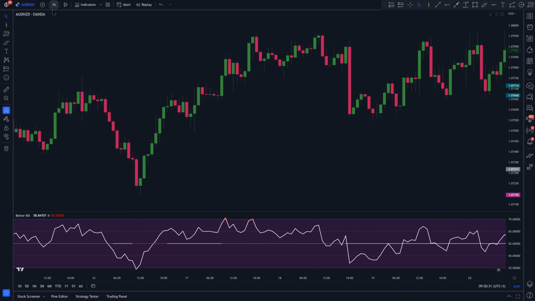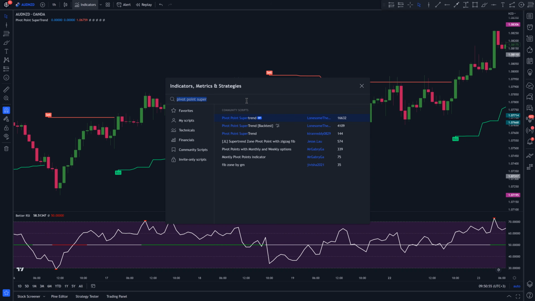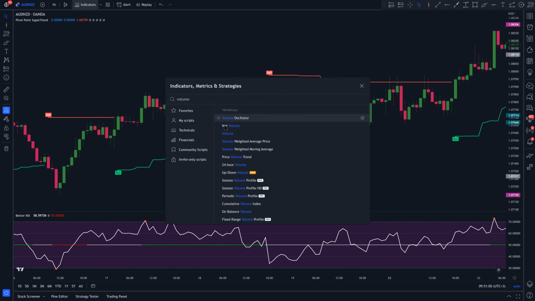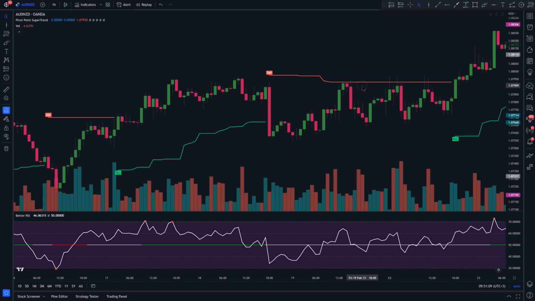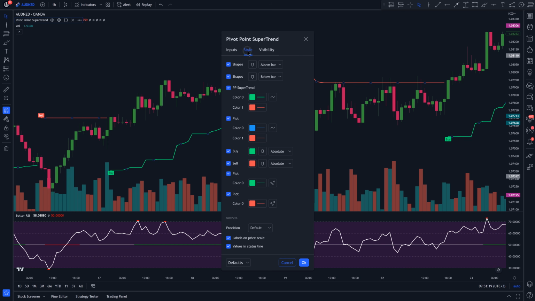This is the 1 hour time frame of ODNZD, and we're gonna add a trend filter indicator called Pivot Point Supertrend. This one by Lonesome the Blue. Next, type in volume and select this one by TradingView that's under technicals. Next, you're gonna double click on the Pivot Point Supertrend to access the settings. Then on the Style tab, uncheck these two options right here, and then click OK.